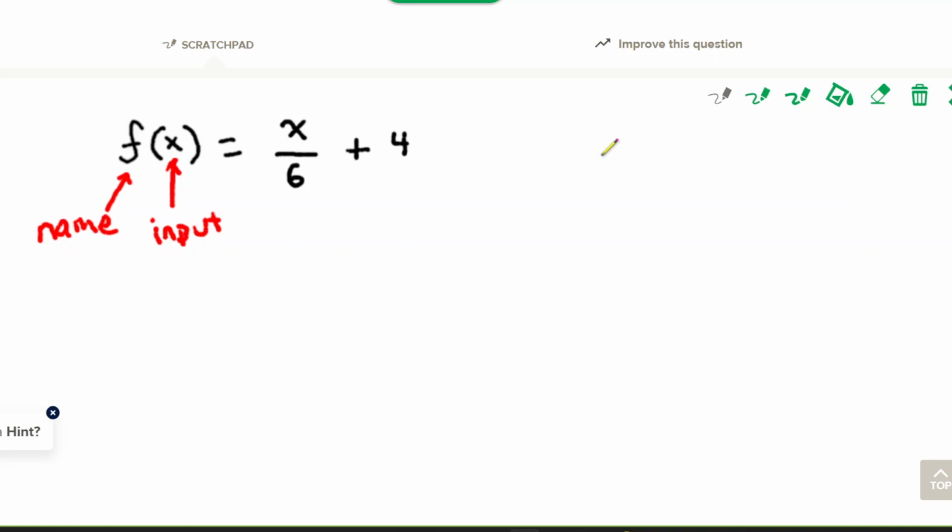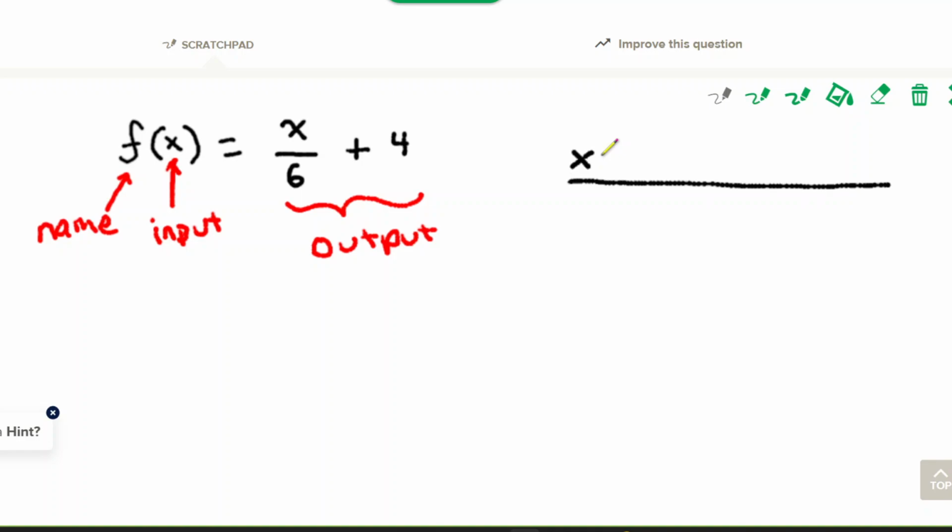And then f of x, right? The entire thing represents the output, and it's equal to this rule over here. This entire rule on the right side is how you calculate the output. All right. So I'm going to make a little chart. We'll have inputs x and then outputs called f of x.